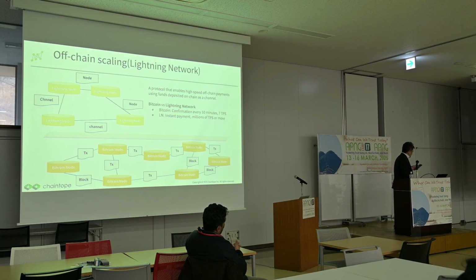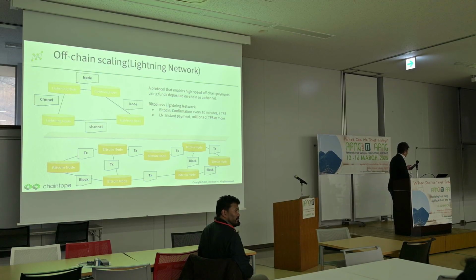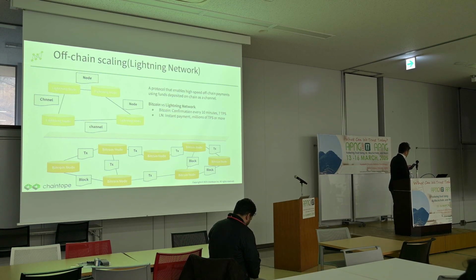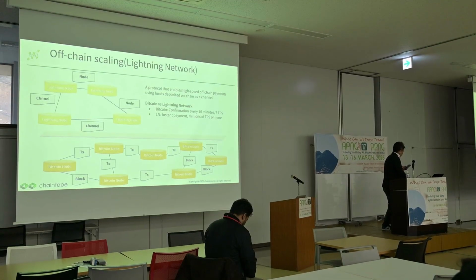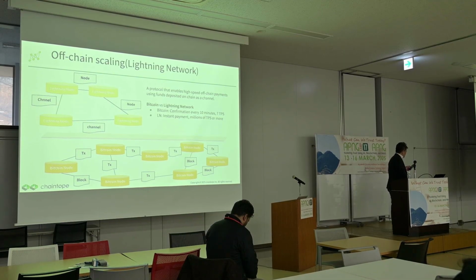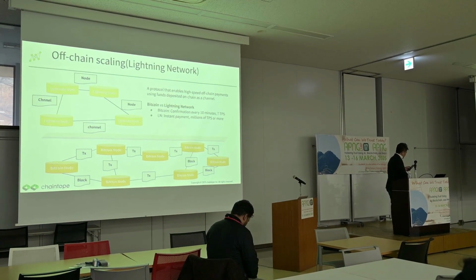The difference in characteristics between these two approaches is also interesting. Bitcoin has confirmation every 10 minutes, 10 TPS and high fees. But Lightning is instant payment, a million TPS or more, and low fees. This difference in layer creates this characteristic difference.